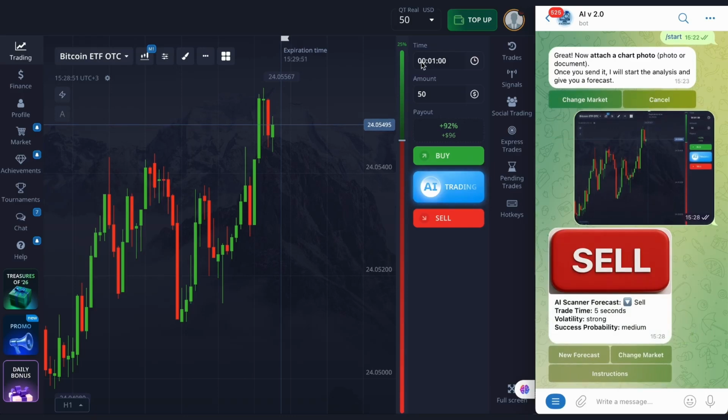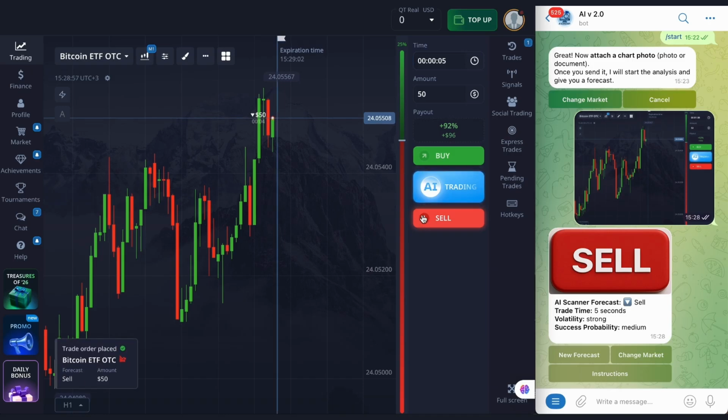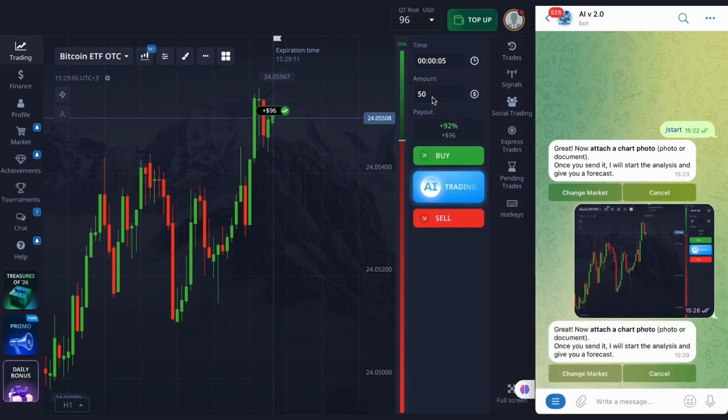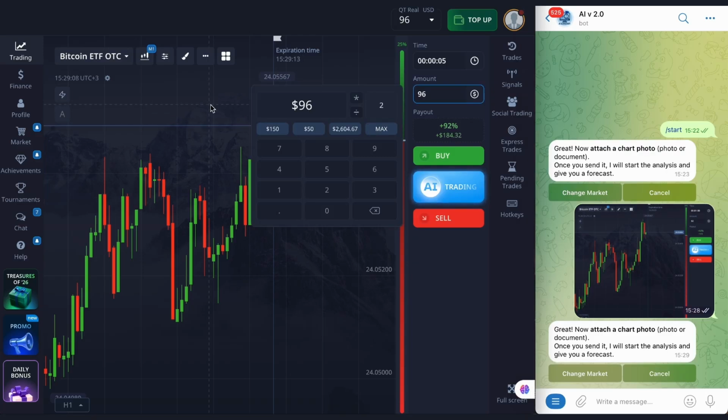It's gonna be a 5-second sell, ladies and gentlemen. Let me set my timer on 5 seconds and execute a sell order for this trade. We're gonna hold on tight and see how this plays out. 4 seconds, 3 seconds, 2 seconds, 1, and here we go, people. Yes, first trade is a go. We just secured our first win for today. Our account balance is already on $96.